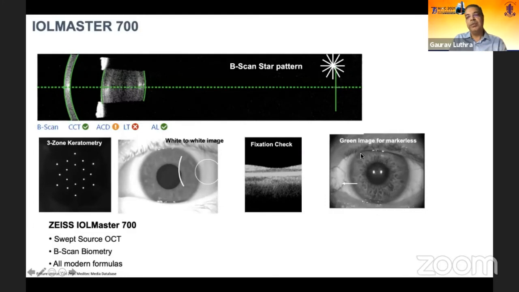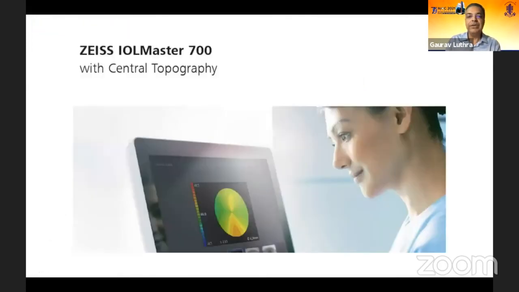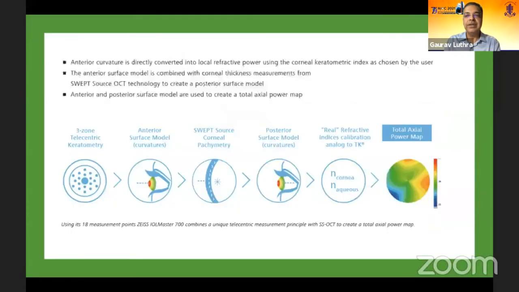These would also be kept in mind when you're trying to decide which optical biometers you might want to invest in. So it has great keratometry. It has great penetration of the dense cataracts, and also the fixation check. Recently introduced is the central topography.